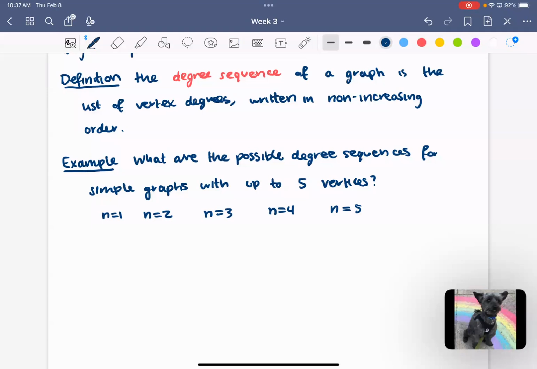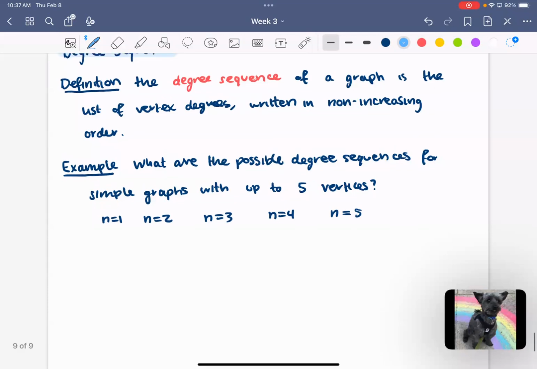Okay, so what did you find? What are the possibilities for n equals 1 vertex? Zero. Yeah, just 0. And then what about n equals 2? Yeah. It would be 0, 0 or 1, 1. Yeah, and those are the only two choices, right? So one thing that you can already see from n equals 2 is that not every possibility exists, right? Like you can't have 1, 0 as the degree sequence of a graph.